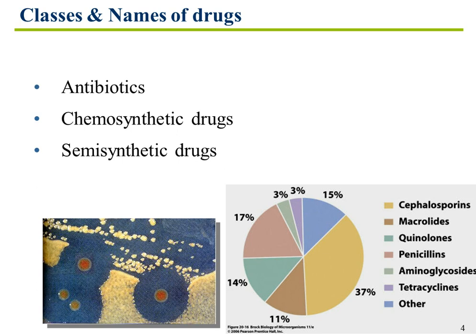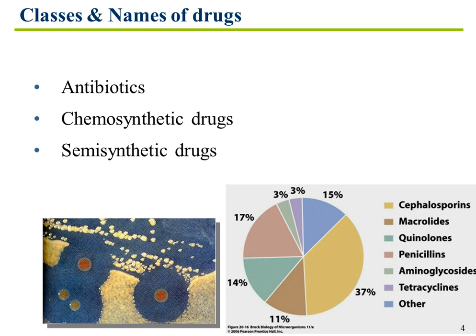An antibiotic, let me define it, is a chemical made by a microorganism that inhibits or kills other microorganisms. Think about it. Think about why they make this. If you're a bacterium and you live in water or you live in soil, and there are millions of other cells growing around you, if you have the ability to make a chemical that will kill them, you're now at an advantage.